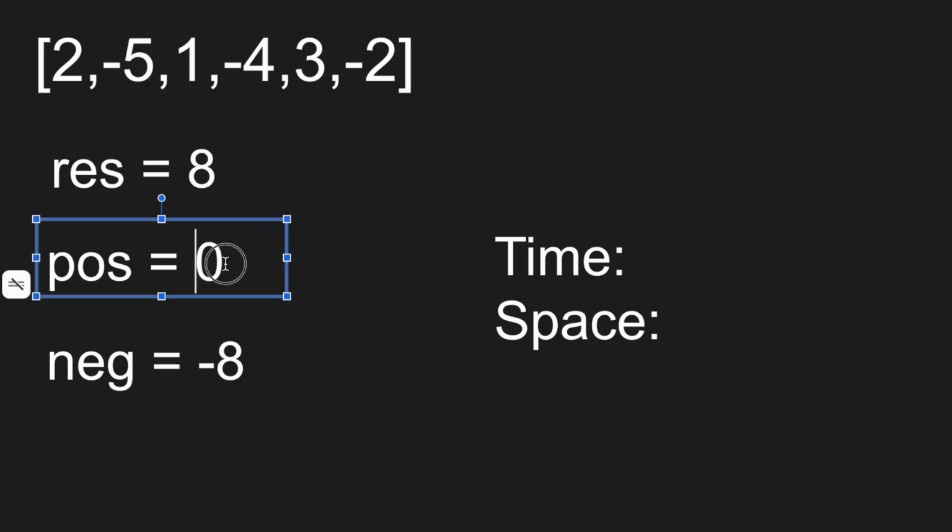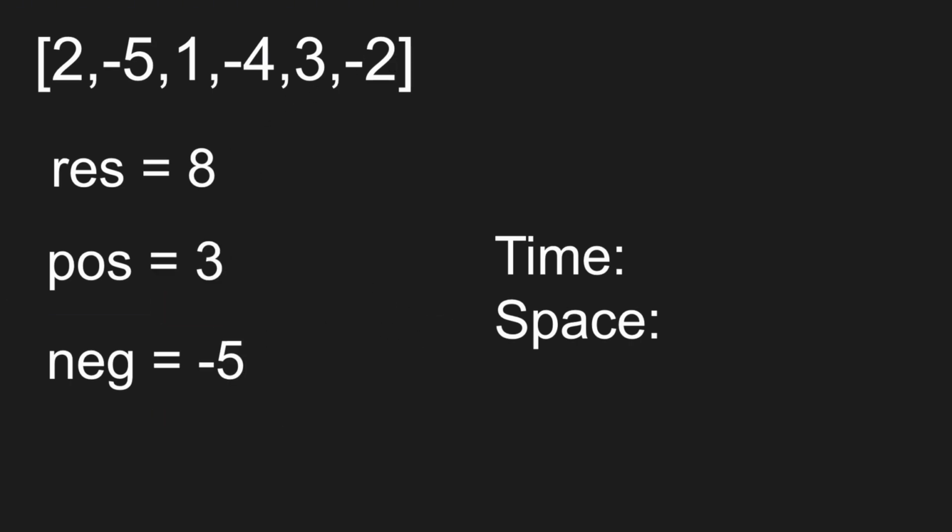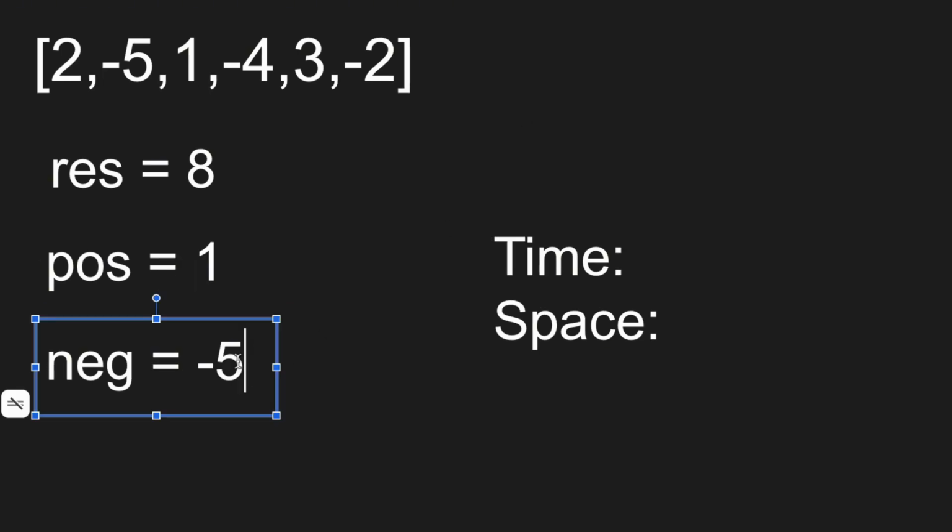Now come to the next one. Add +3, negative becomes -5. 8 is still the largest. Next one, positive becomes 1. Add this to negative, it becomes -7. 8 is still the largest, so we return 8.